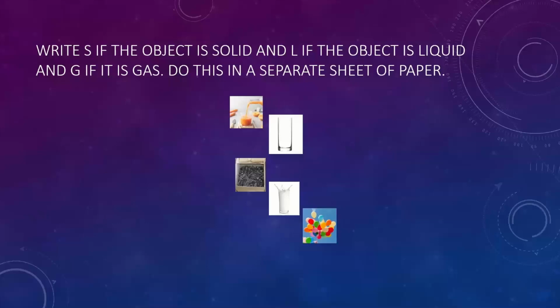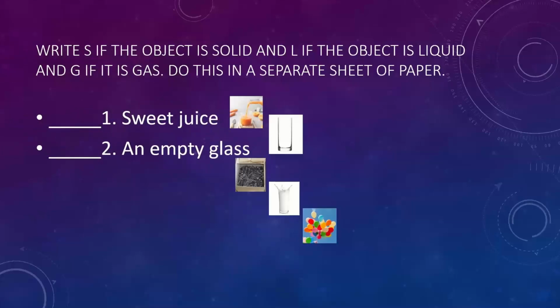Write S if the object is solid, L if the object is liquid, and G if it is gas. Do these in a separate sheet of paper. Number 1, sweet juice. Is it solid, liquid, or gas? Number 2, an empty glass. Is it solid, liquid, or gas? Number 3, a kilo of nail. Is it solid, liquid, or gas?